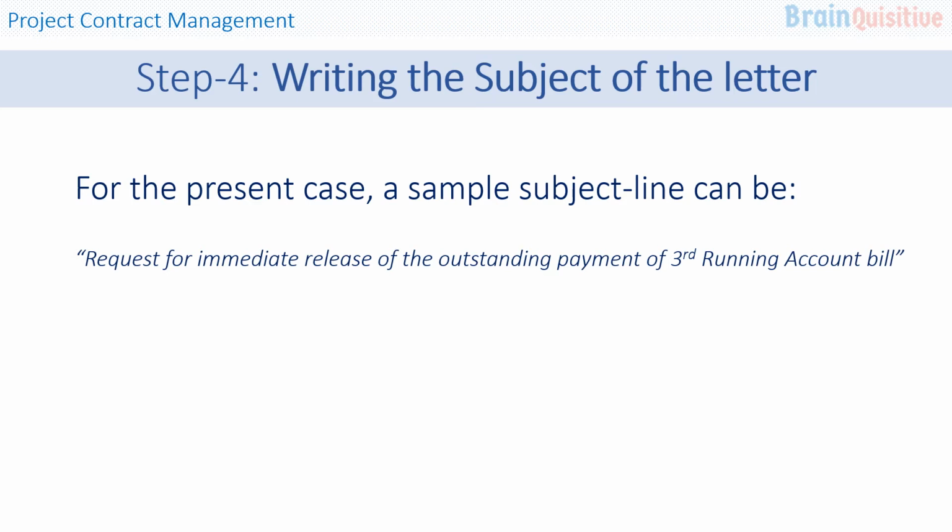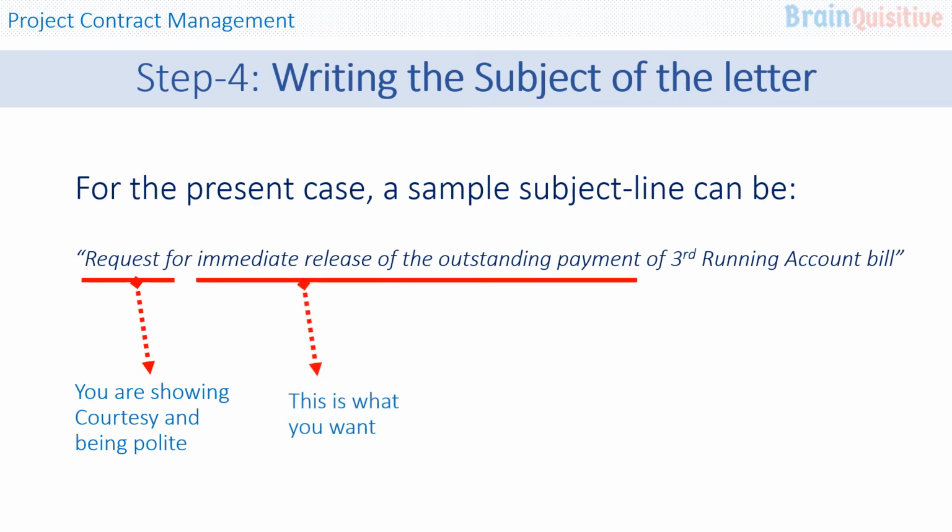For the present case, a sample subject line can be: request for immediate release of the outstanding payment of third running account bill. Here, you are showing courtesy and being polite. At the same time, you are mentioning what you want and specifying the object.